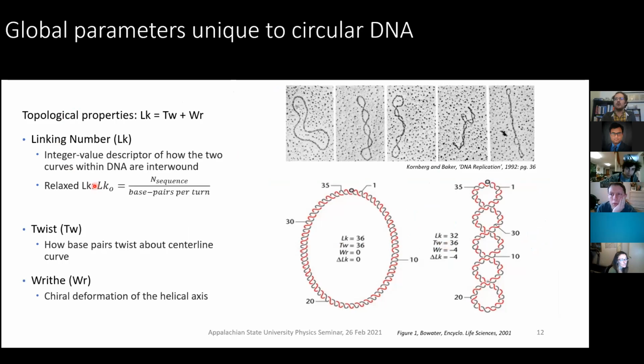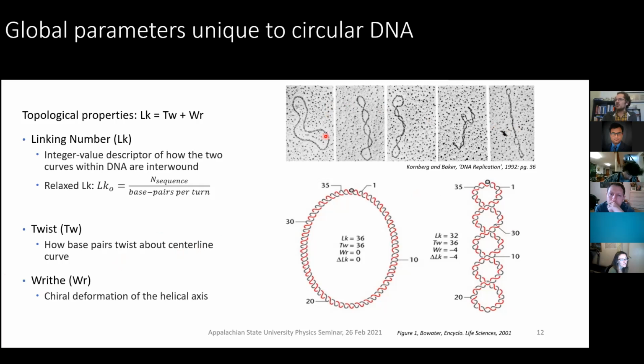And we have a parameter known as a relaxed linking number that takes into account the number of base pairs we have in our sequences relative to how many base pairs are in one turn of DNA. It's partitioned between two parameters known as the twist and the writhe. Twist is the way that the centerline curve twists in relation to one of the outlying backbone curves, and the writhe is just how the helical axis is deformed.